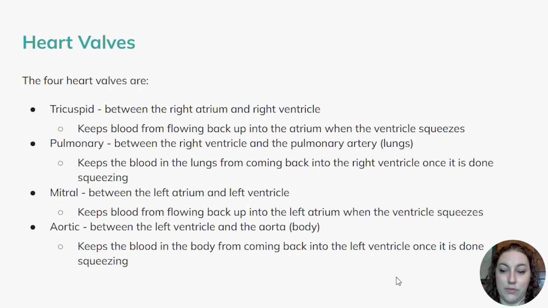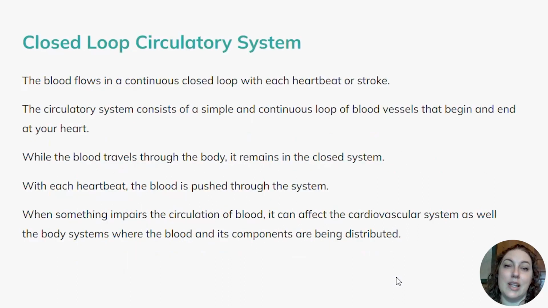Finally, the aortic valve is between the left ventricle and the aorta, or the artery that supplies the blood to the body. This valve keeps the blood in the body from coming back into the left ventricle once it's done squeezing. The blood flows in a continuous loop with each heartbeat or stroke.